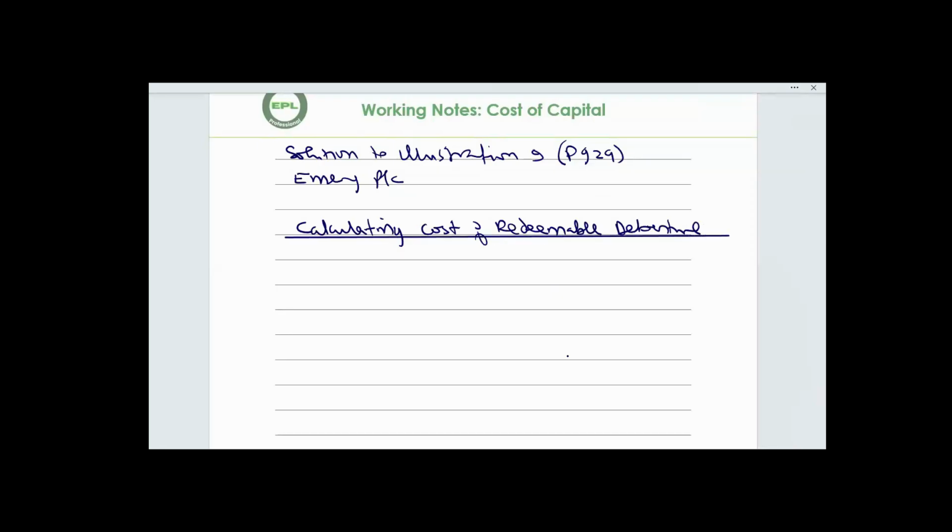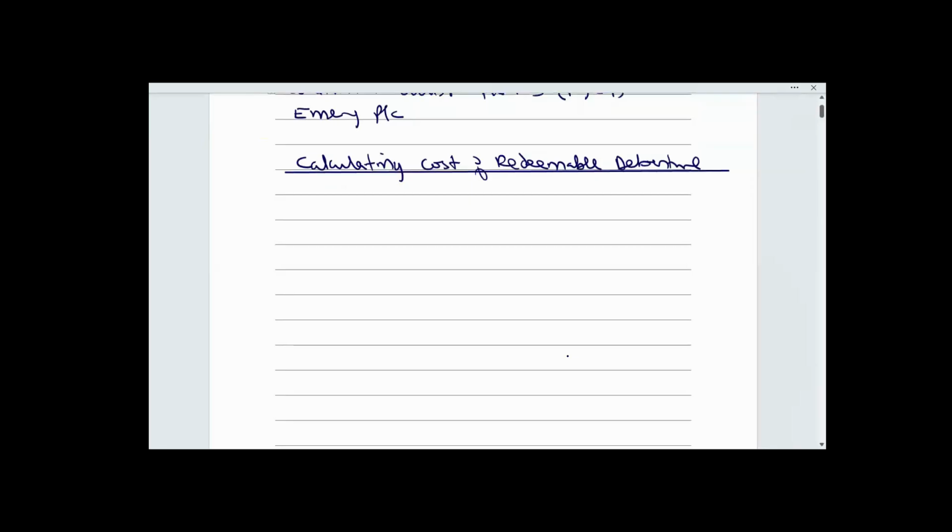I told you, anytime you want to compute cost of redeemable debts, simply go ahead and calculate internal rate of return, because we said that cost of debt is the compensation required by the providers of capital. So it's a rate of return on their investments. So to calculate internal rate of return, we are going to assume two discount rates that will produce two opposing NPV. So we are starting with 10%.